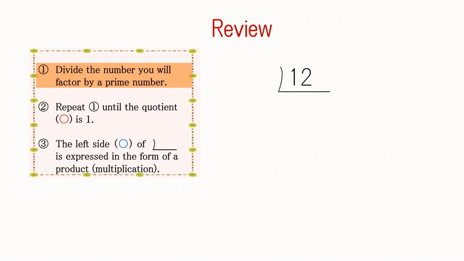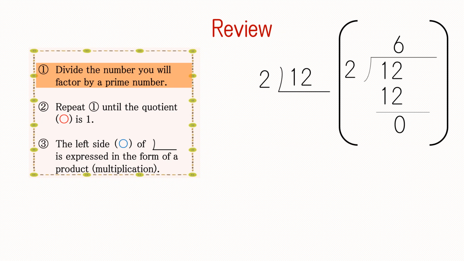Finally, let's review what we have learned. First, find a number to divide the number you will factor by a prime number. In this case, 12 is divisible by 2. Make sure to consider the parentheses on the right and circle the quotient in red as shown in the figure.